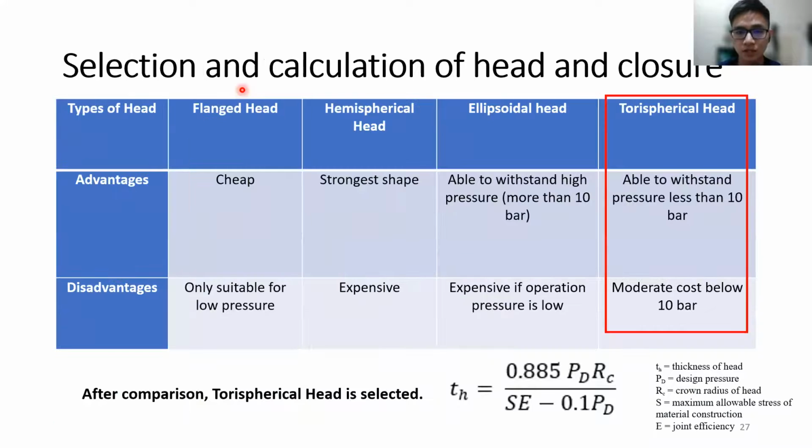Next slide. For selection and calculation of head enclosure, there are a few types of head enclosure designs such as flat heads, hemispherical heads, ellipsoidal heads, and torispherical heads. Based on the table, the torispherical head is selected in this study, and the calculation of the minimum thickness of the head is determined by using the equation on the slide below.